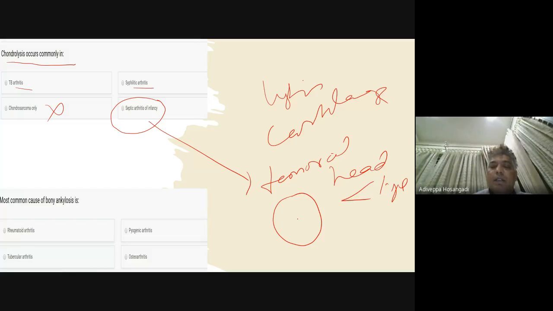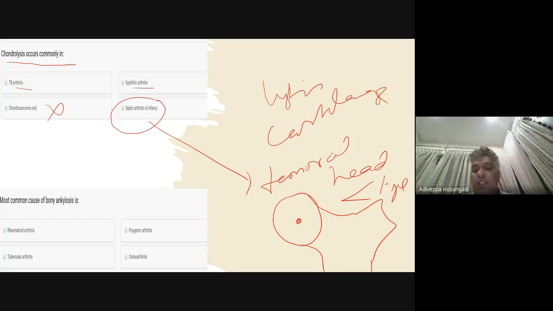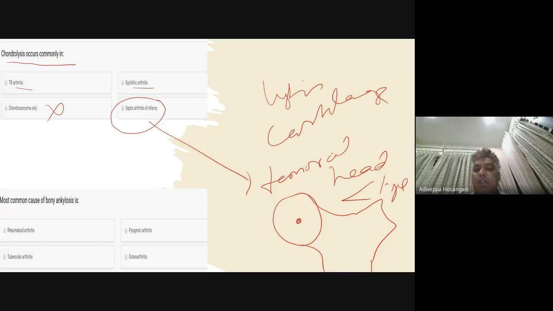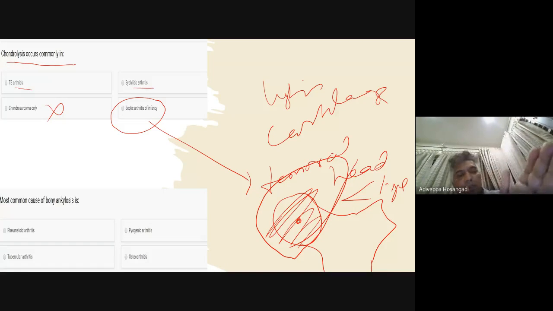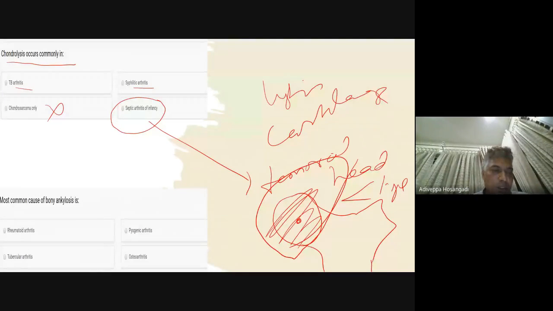Infancy is less than 1 year and your femoral capital epiphysis appears at the age of 1 year. So if the femoral capital epiphysis is not seen in X-ray, the radiological age of the child is less than 1 year, and if there is a septic arthritis at that age, the entire capital femoral head gets destroyed. That is also called Tom Smith arthritis. We'll come to that later.